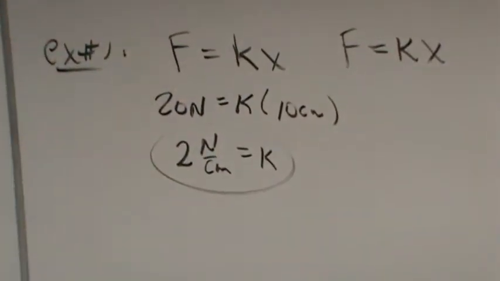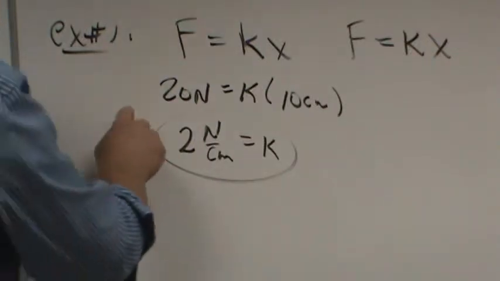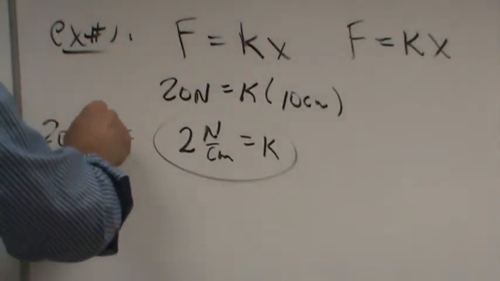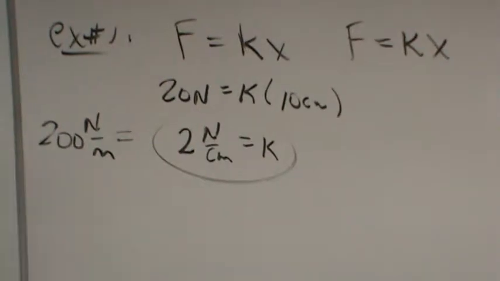Hey, yay. By the way, did anyone use meters? Did anyone call it 0.1? Okay, good. So what'd you get as your k? I got 200. Beautiful, beautiful. If you got 200 newtons per meter, hey, that's the same darn thing, and that works out just fine.